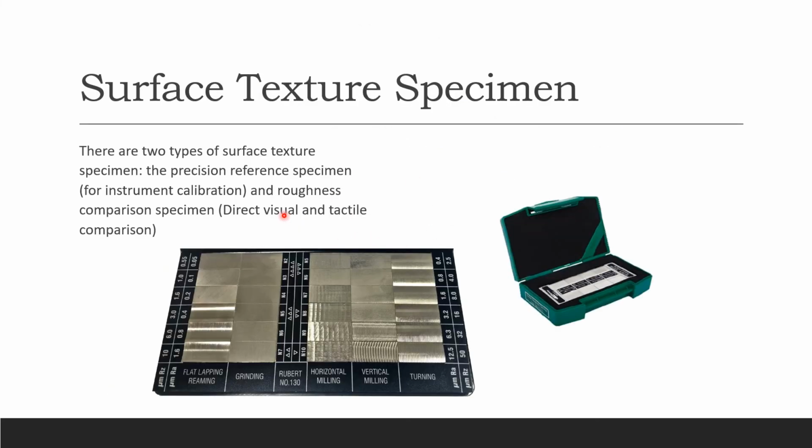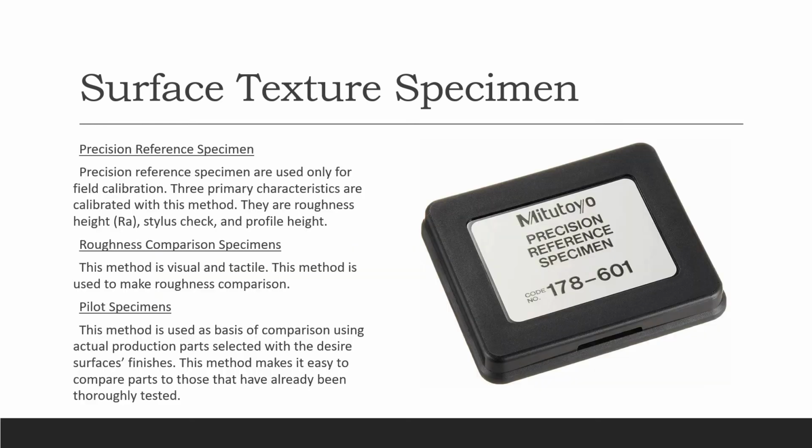The surface texture specimen is just an instrument for surface metrology. There are two types of surface texture specimens. The first one is your precision reference specimen, which is for instrument calibration, and the roughness comparison specimen is for direct visual and tactile comparison. So this is your roughness comparison specimen, and this is your precision reference specimen.